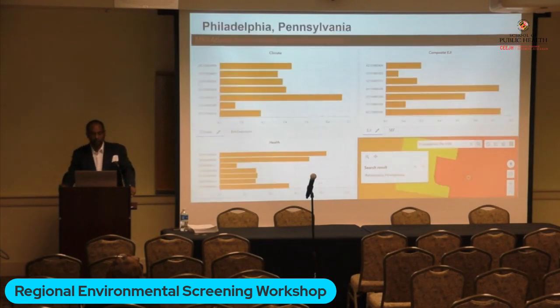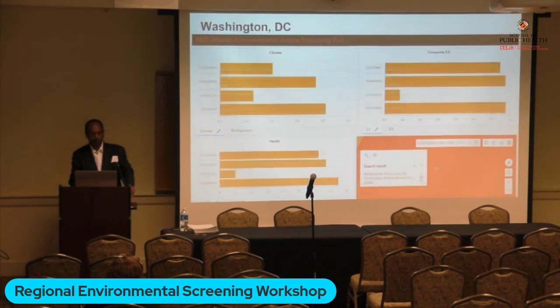This is Philadelphia, so similar to that. When you go to Philadelphia and search, it gives you this, and it shows you which census tract in your area has the highest overall EGI score: climate, health, environmental effects, and socioeconomic domains. So it gives you all the data you need.